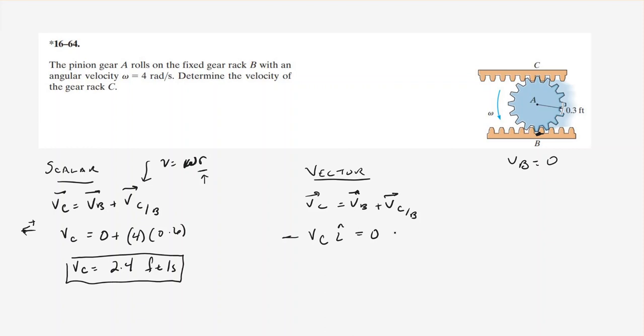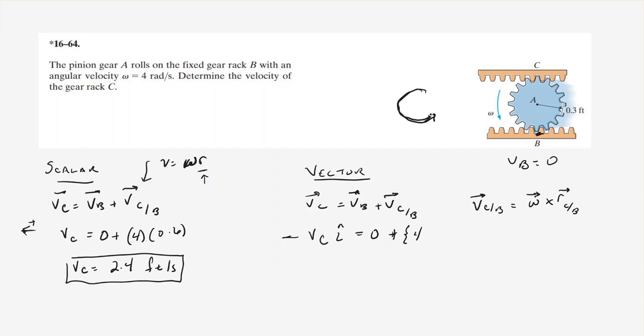Now, here we go. v sub c with respect to b, in the case of a vector, is omega crossed with r of c with respect to b. Remember, you have to be careful that omega comes first. So omega is a magnitude of 4. Now, remember when we try to decide whether it's i, j, or k, it's spinning counterclockwise like this.